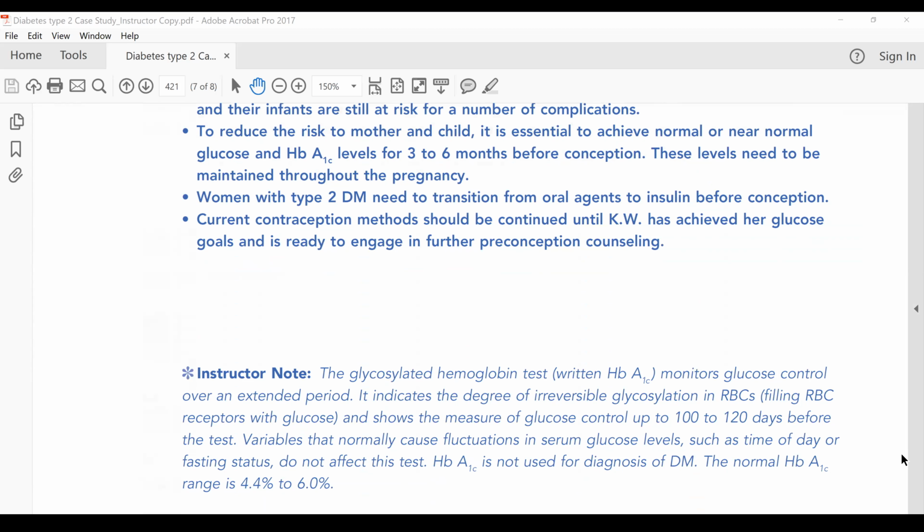Michelle asked the question, why do they need to translate to insulin? Because that's going to be their better management. They can better control the glucose levels when they're on insulin, so starting that process beforehand will help facilitate that better.